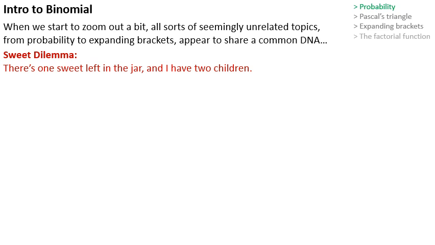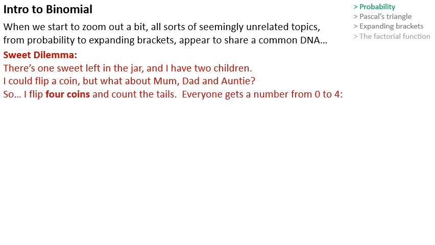We start off with a minor dilemma. There's one sweet left and there are two children, and this particular sweet is indivisible. It's not easy to split it or to share it. So the usual technique is to flip a coin, but what if mum, dad and auntie all would like to have a chance of winning the final sweet? It's lockdown, no one can go shopping, there's one sweet left in the house, and we all want a shot at the sweet. So how about this?